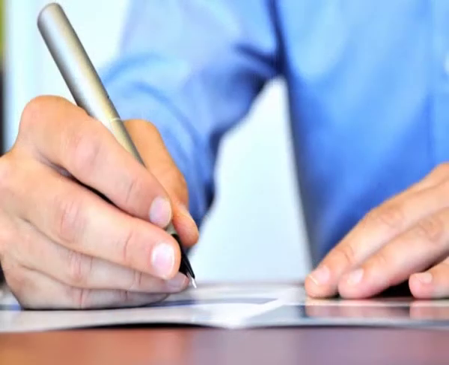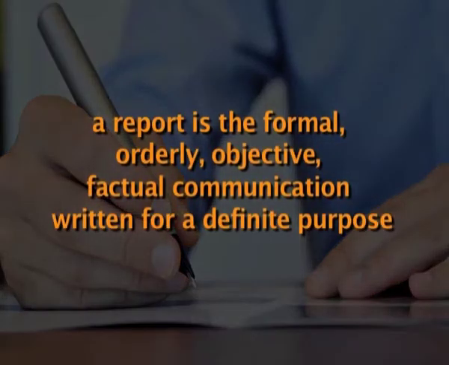To get into the definition, we must say that a report is a formal, orderly, objective, factual communication written for a definite purpose. Now let us take one word at a time. We in the definition have mentioned that a report is a formal, orderly communication. When we mention that a report is a formal communication, we already know that the situation is formal.